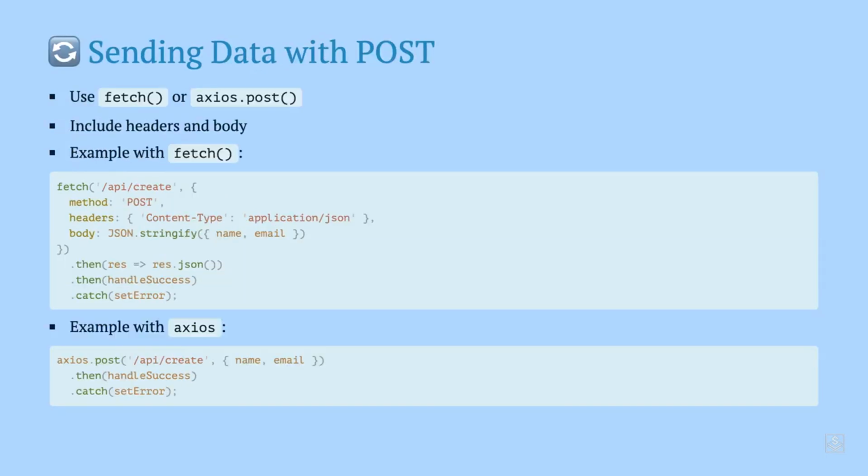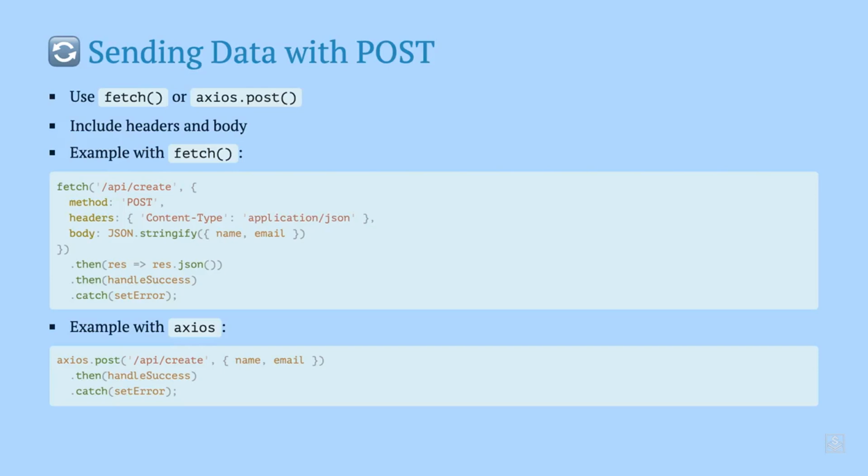To send data to the backend, use a POST request. With fetch: fetch('/api/create', {method: 'POST', headers: {'Content-Type': 'application/json'}, body: JSON.stringify({name, email})}). You must manually set headers and stringify the body.